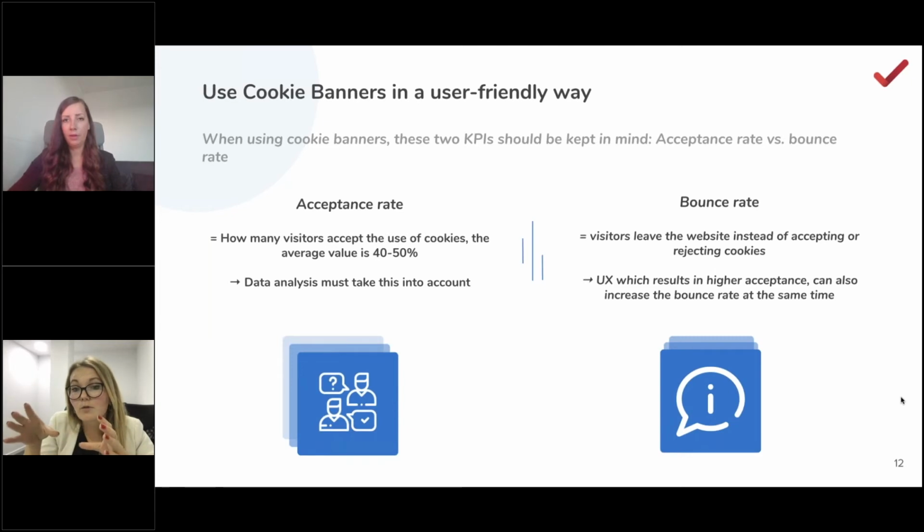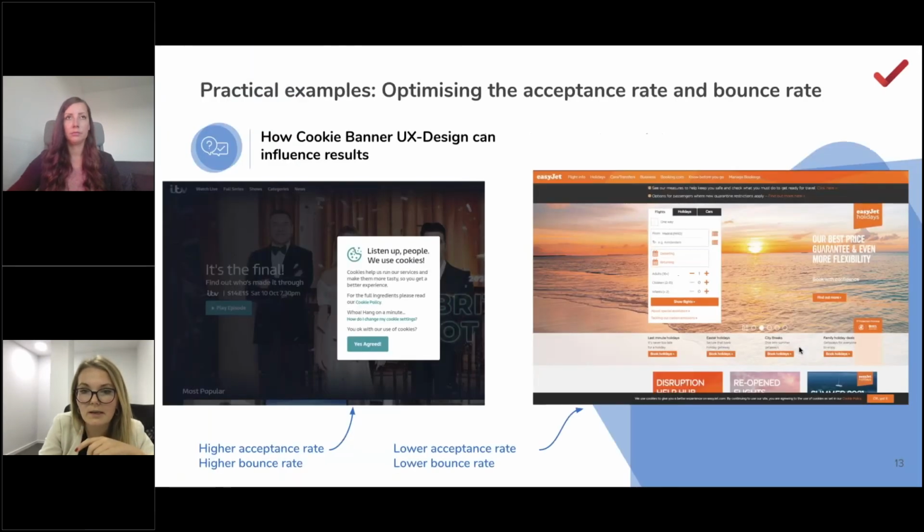If it's more important for me that users don't bounce, if I'm noticing that with the use of a cookie banner my bounce rate suddenly went up way too much, way more than I'm comfortable with, and I would rather have a UX design which results in a lower bounce rate, and might therefore also have a lower acceptance rate, then this requires a different design. And I will show you now two examples that we found on the web.